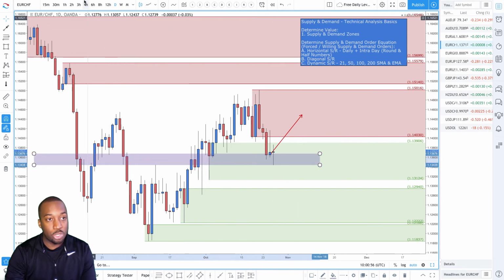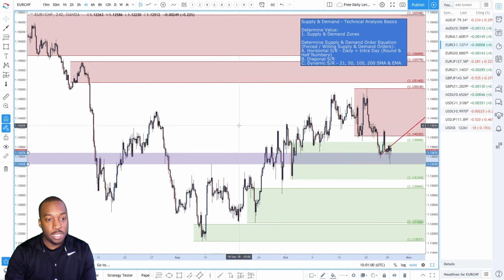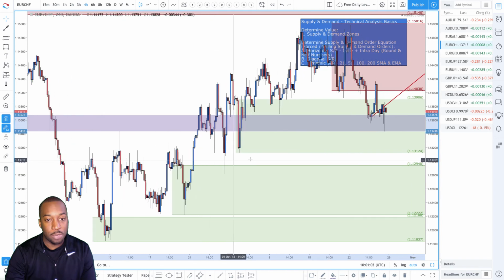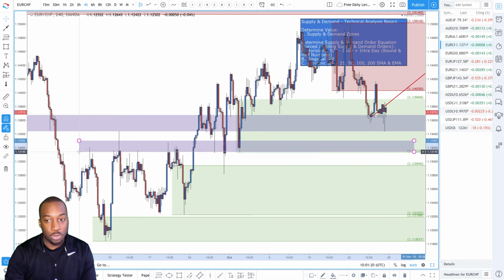Again, what you can do also is go down into lower time frames and see if you can see anything a bit clearer within this area here. Right, doesn't look that clear. I would probably say the lower end of this demand zone is probably a better place to get long. Right, looks like a better location to look to get long.